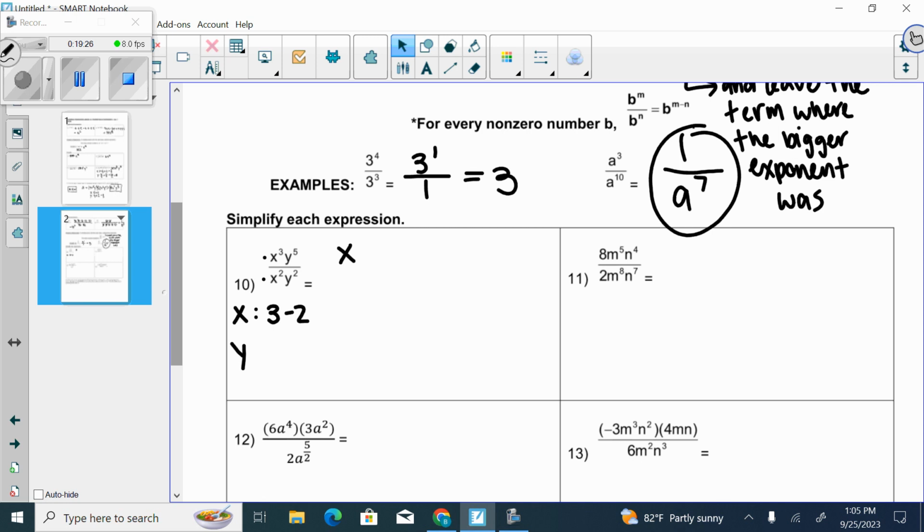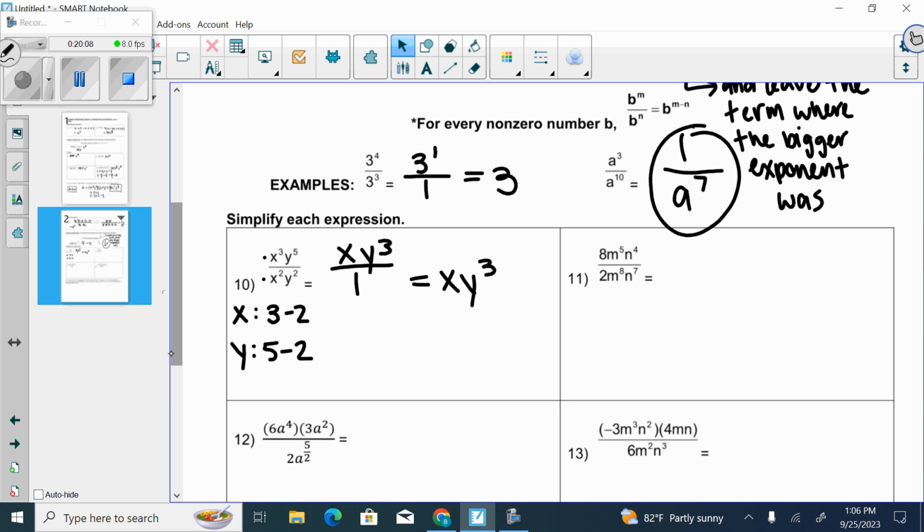Okay, now I've got to do my y. What are my exponents for y? 5 and 2. And what am I going to do with those two numbers? Subtract. 3. And what's the bigger, the top or the bottom? Top. So I'm going to put y to the 3rd in the top, which means it's over 1, right? There was nothing left in the bottom. But dividing by 1, do I really need it? No. So this would just be x y to the 3rd. On the test, if we put it over 1, will we still get full credit? Yes.